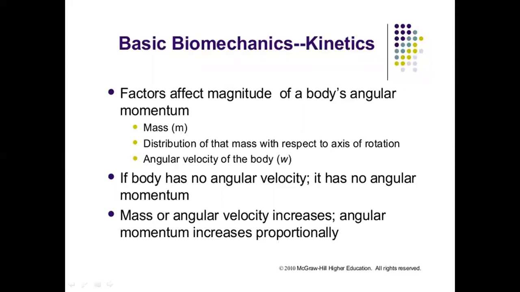Mass, distribution of that mass with respect to the axis of rotation, and angular velocity of the body can affect the magnitude of a body's angular momentum. If a body has no angular velocity, there will be no angular momentum also. As mass or angular velocity increases, angular momentum increases proportionally.